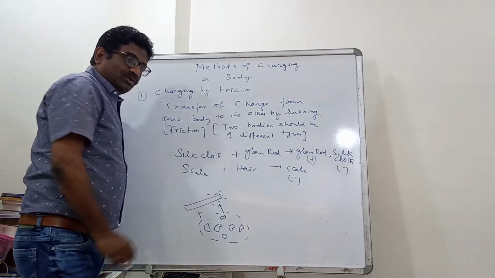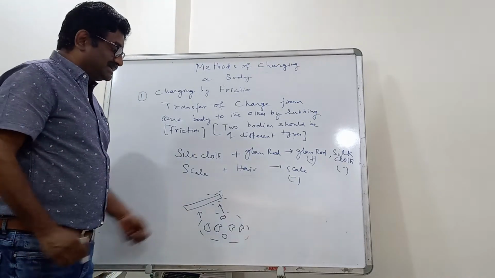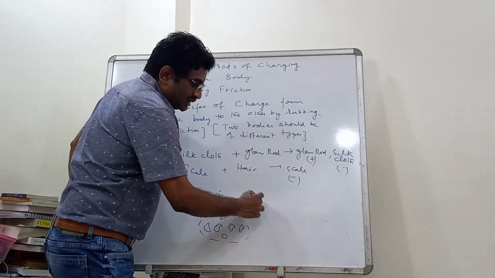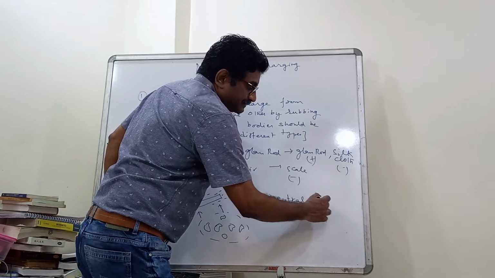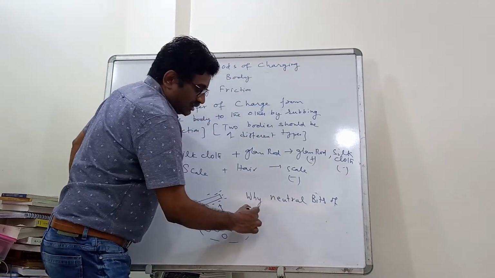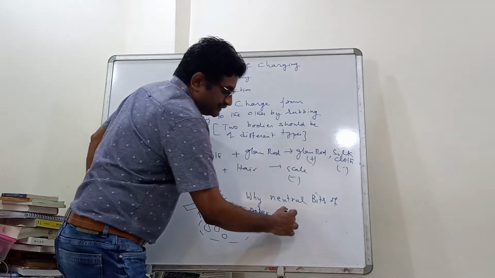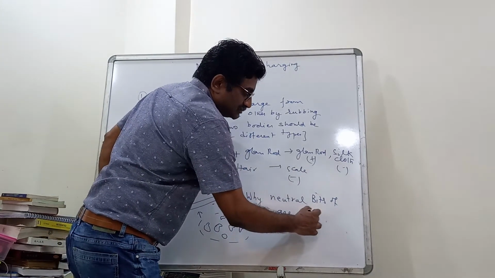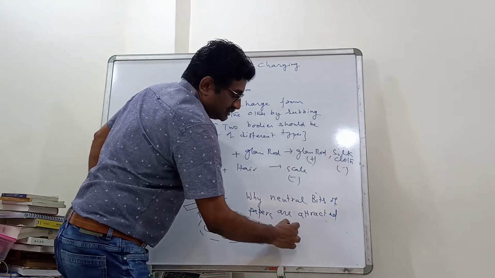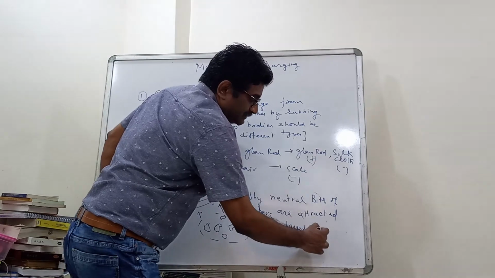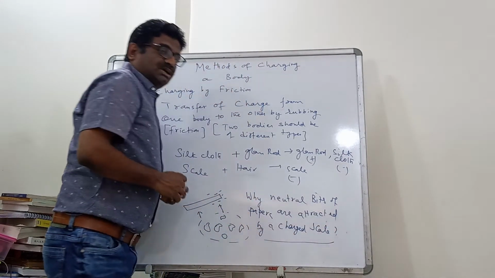Now here is a homework question for you. Try answering it: why are neutral bits of paper attracted by a charged scale? I want you to try answering this question.